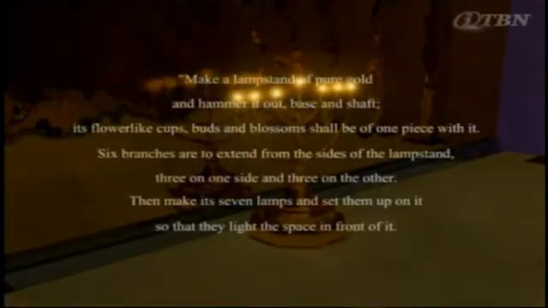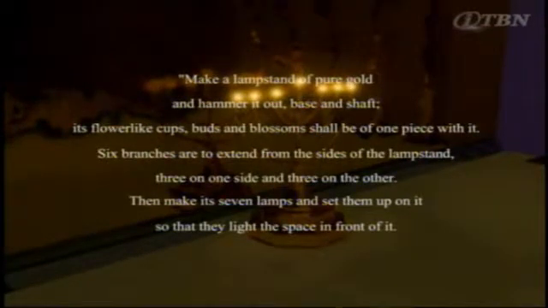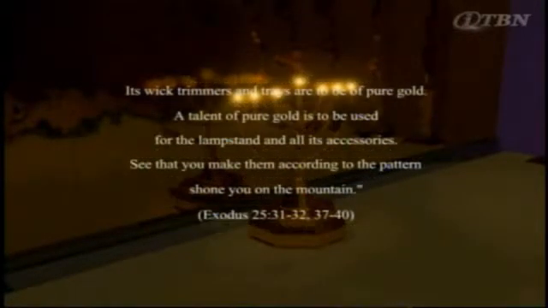Make a lampstand of pure gold and hammer it out, base and shaft. Its flower-like cups, buds, and blossoms shall be of one piece with it. 6 branches are to extend from the sides of the lampstand, 3 on one side, 3 on the other. Then make its 7 lamps, and set them upon it so that they light the space in front of it. Its wick trimmers and trays are to be of pure gold. A talent of pure gold is to be used for the lampstand and all its accessories. See that you make them according to the pattern shown you on the mountain.